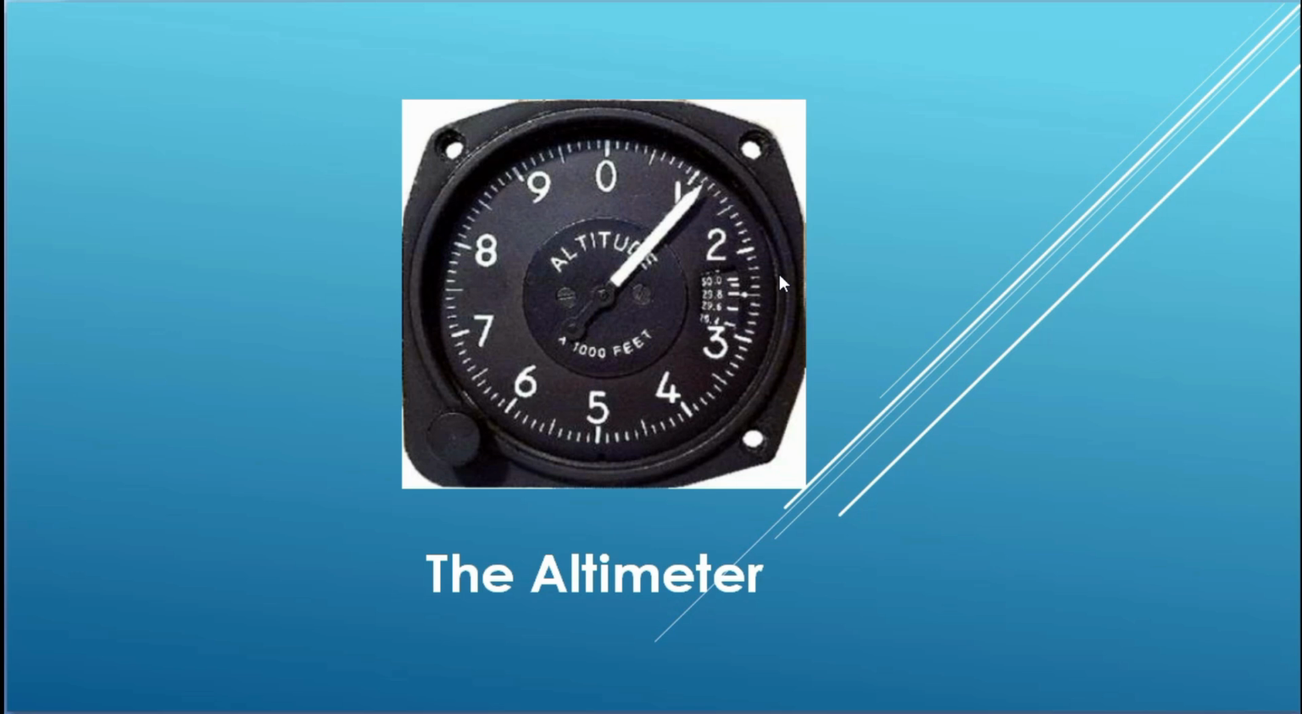Today we're going to talk about aircraft instruments. In particular, we're going to talk about the altimeter. The altimeter in an airplane tells you how high the airplane is above sea level. But for it to be accurate, it has to be calibrated based on the local barometric pressure.